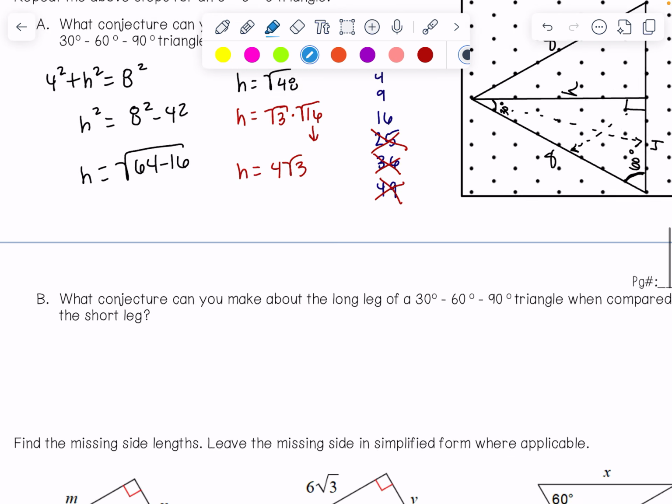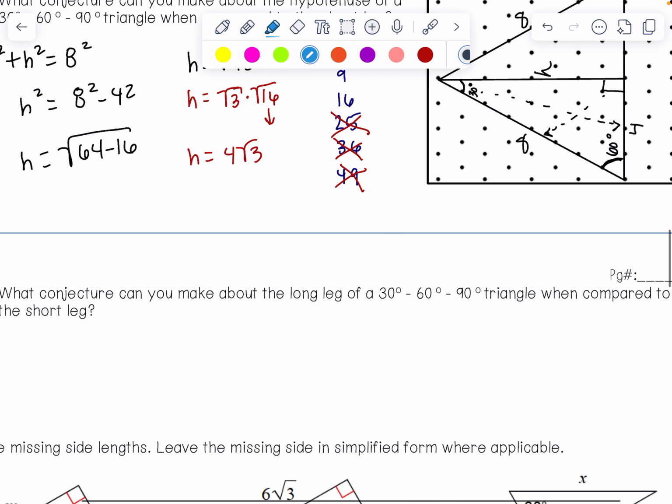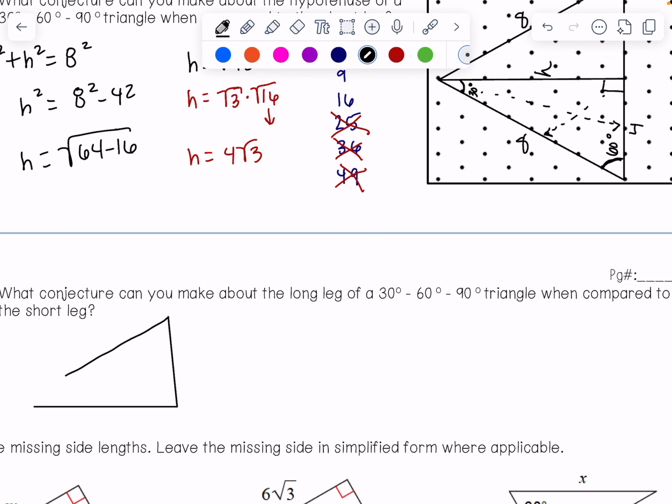Therefore, we can come up with our conjecture or our rule. We can draw a triangle and label it as a 30, 60, 90. Notice I tried to make it actually look like the legs are different. The short leg always goes across from the 30. The longer leg always goes across from the 60, and the hypotenuse always goes across from the 90 degree.